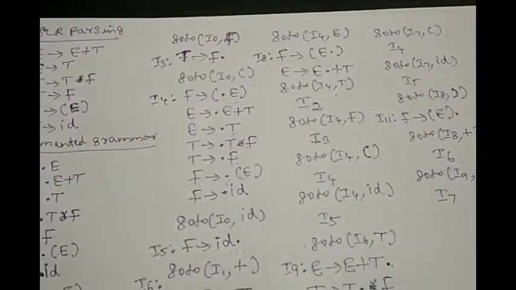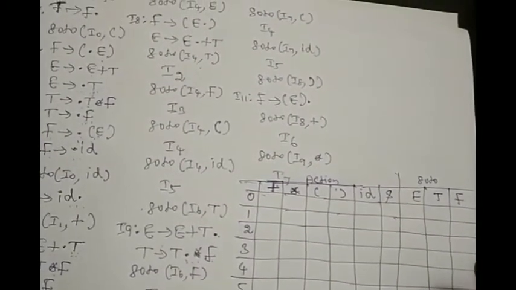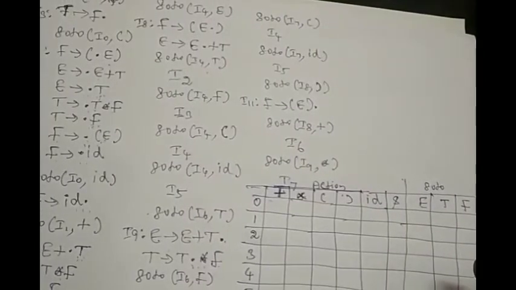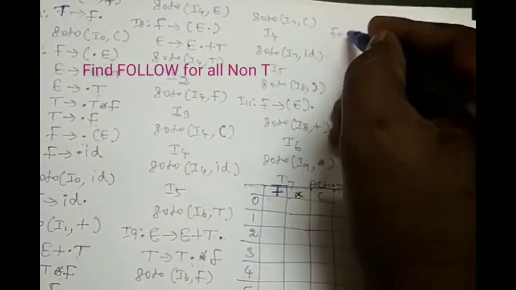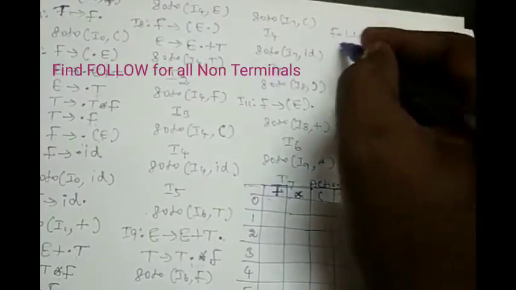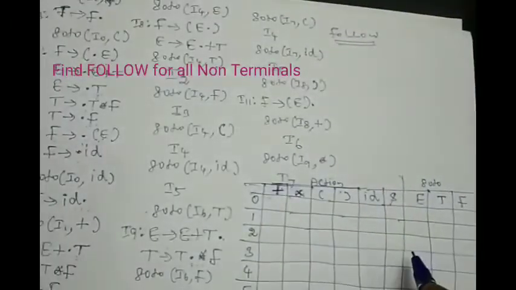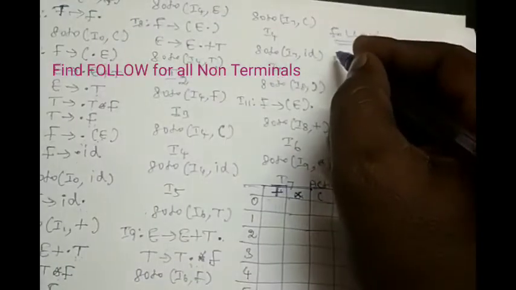Now it is time to construct the parsing table for this SLR parsing. Before constructing the SLR parsing table, we want to find the follow for all the non-terminals here. So what are the non-terminals? We want to find the follow for all the non-terminals. The first non-terminal is E here.